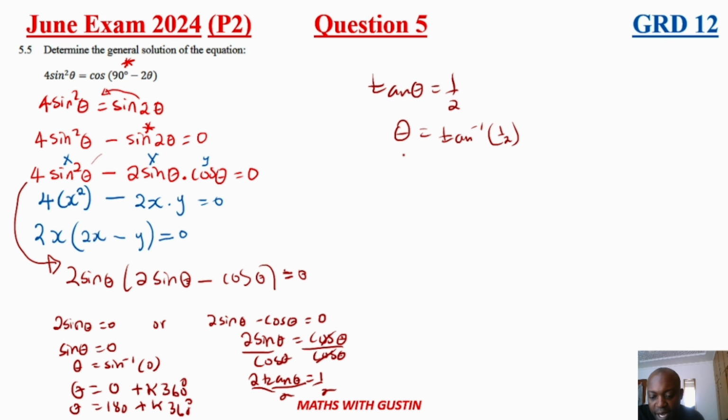So with that in mind, what do you have? You are going to be left with, I already written this one, okay, you are going to be left with 1/2 plus K180. All right, and that's how you would deal with a question like this one, guys.